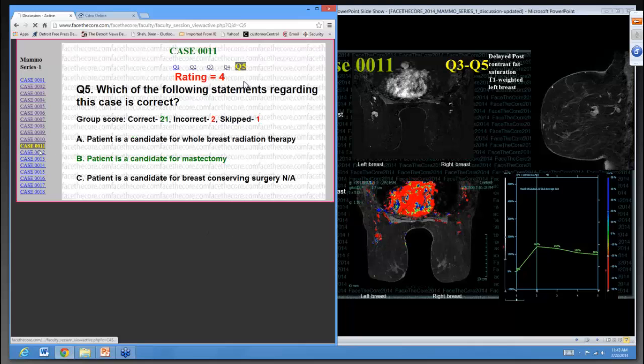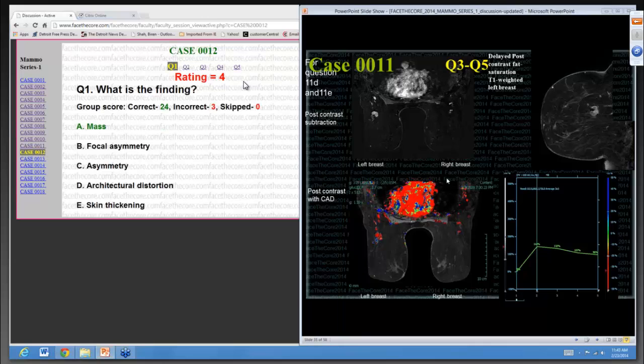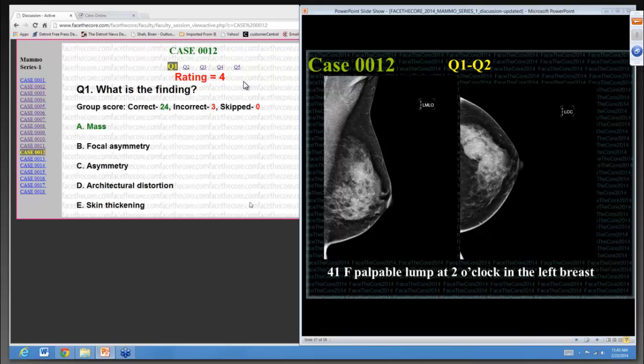We're going to go to case 12. Case 12 is a case that I took that's very similar to the ABR practice exam. This is a 41-year-old female with a palpable lump at 2 o'clock, left breast. We have left breast MLO and CC. Breasts are heterogeneously dense, and we see a round oval mass in the upper outer quadrant at a middle to posterior depth. This is a mass because we see it on two views, and it has convex borders. So the appropriate answer would be a mass.